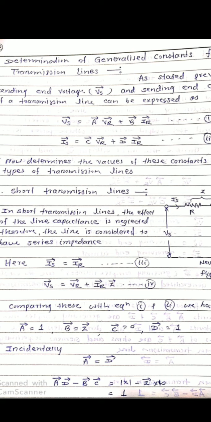When you compare this equation with equation number 2, you should get the values: A is equal to 1, B is equal to 0, C is equal to 0, D is equal to 1. As per the previous discussion, there are some points we have to remember, and that point is that A is equal to D. Whatever the value of A, the same value will be D.